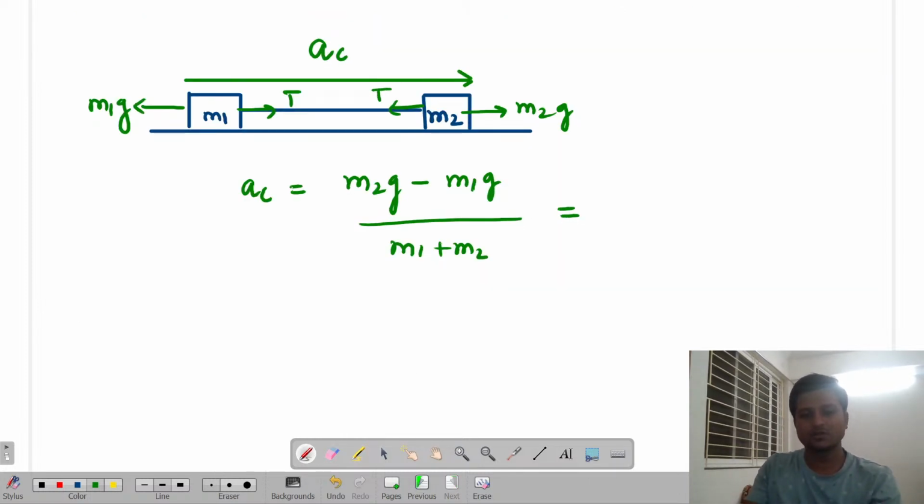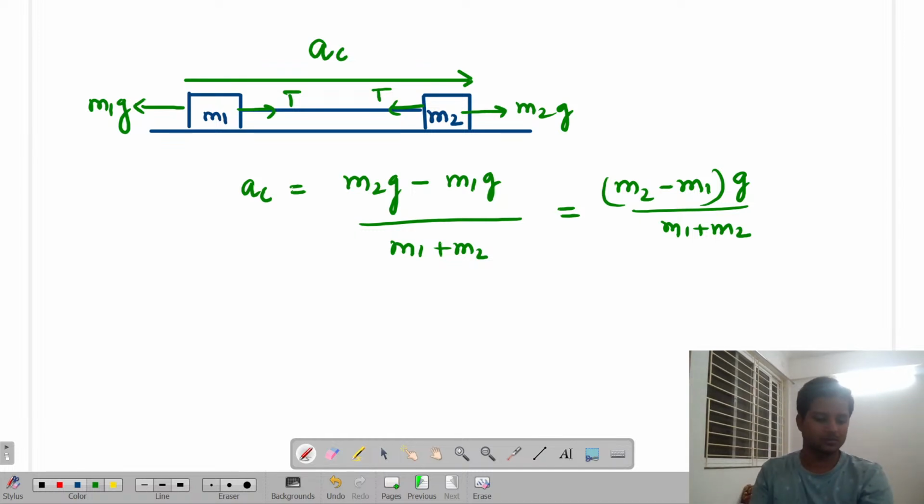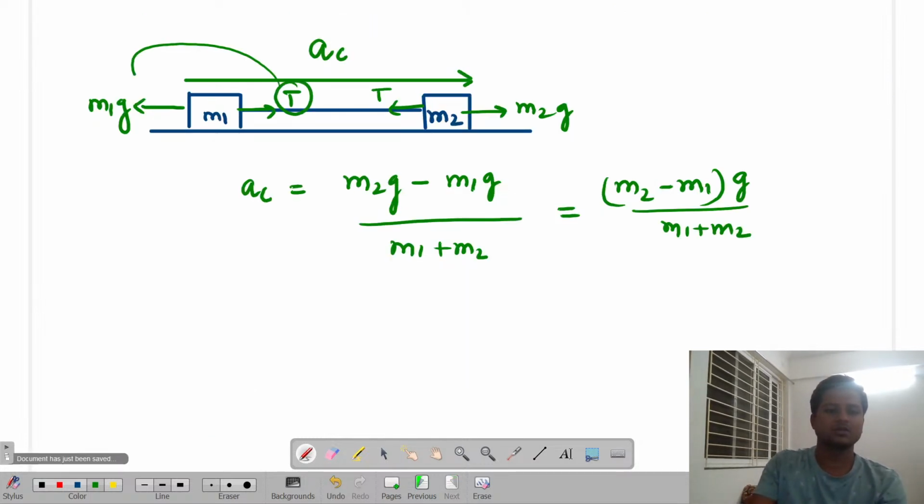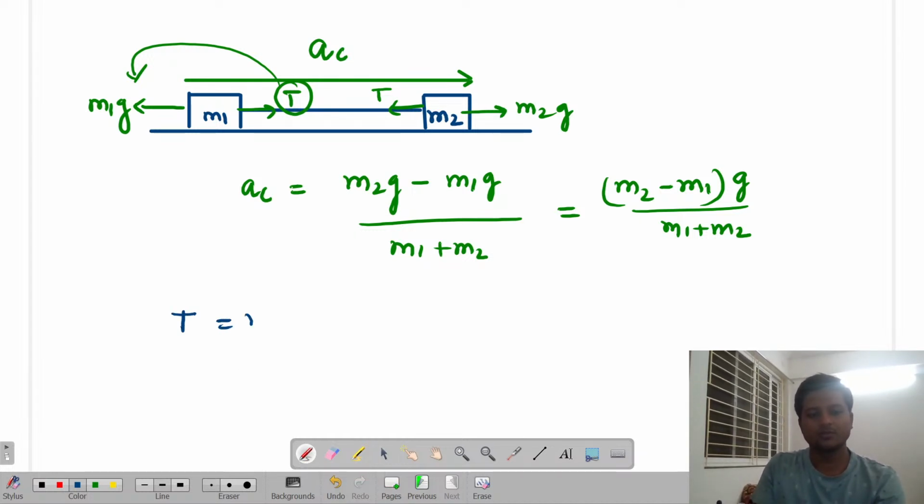So basically this becomes what? M2 minus M1 into gravity G divided by M1 plus M2. Is that clear or not? So that's your common acceleration. Are you able to get me or not? Now you know that tension T is equal to what? Tension T is trying to pull this M1 now. So tension T is equal to nothing but M1 into its common acceleration AC.